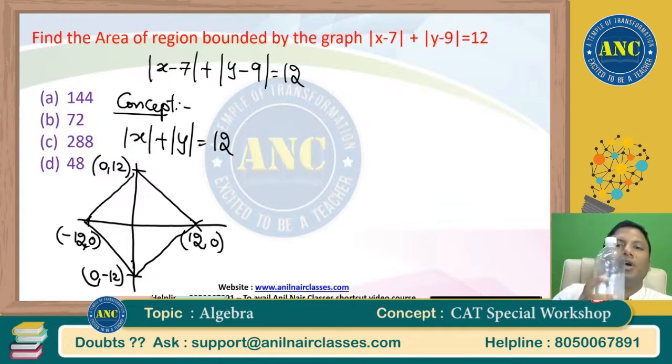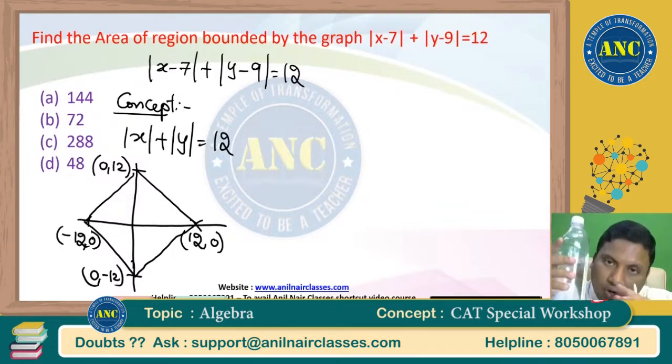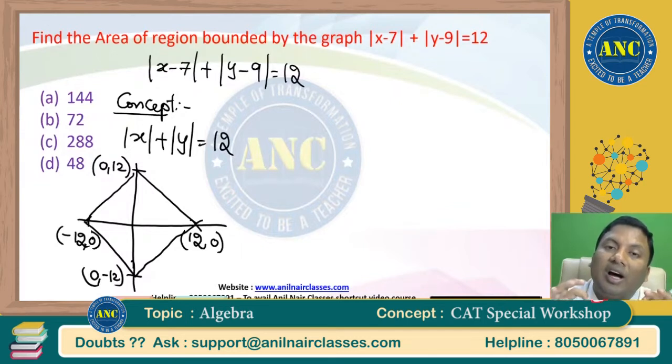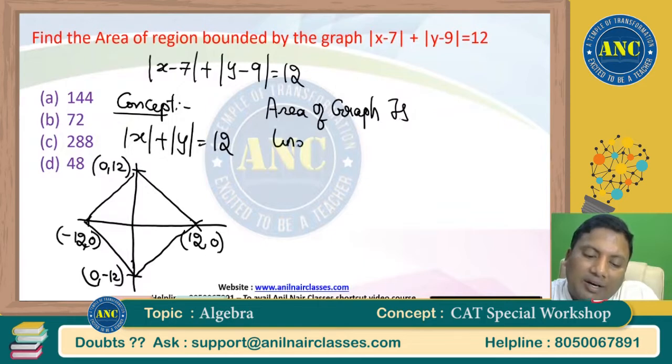Suppose in front of you there is a water bottle, there is water in it, it has some volume. If I shift this water bottle from this place to this place, will the volume change? Will the area of this figure change? If I translate a figure, or rotate a figure, or shift a figure from one point to another point, the area of the graph does not change. Please write down that point. Area of the graph is unaffected.